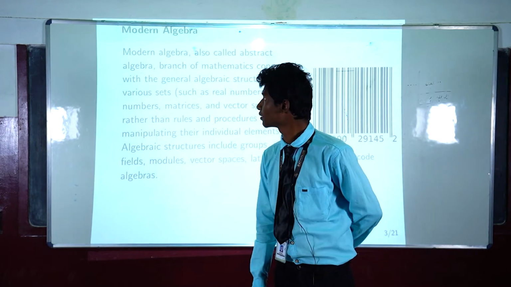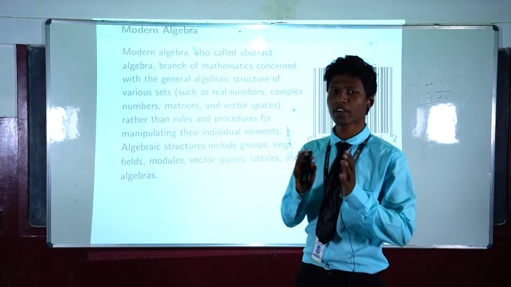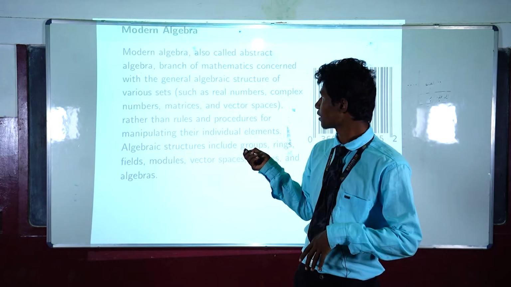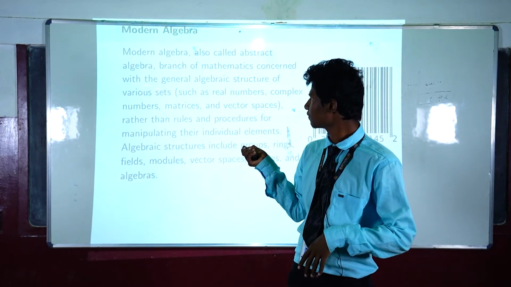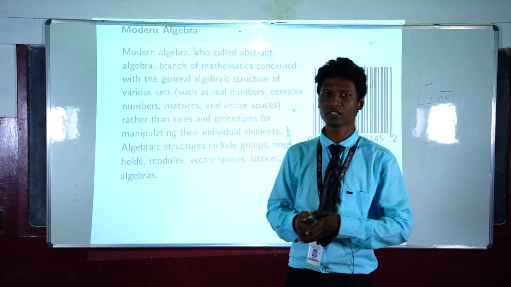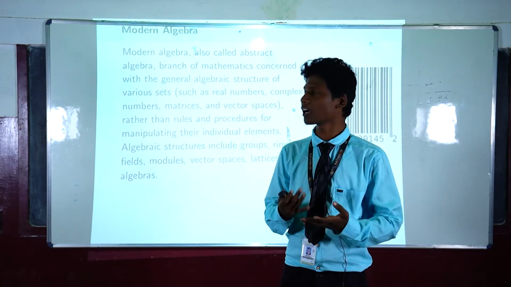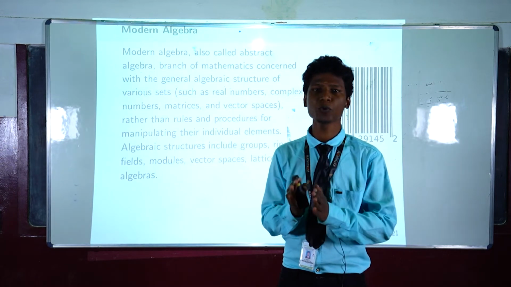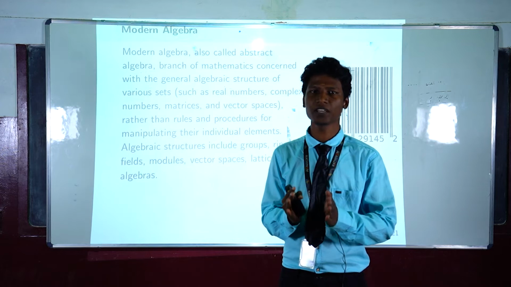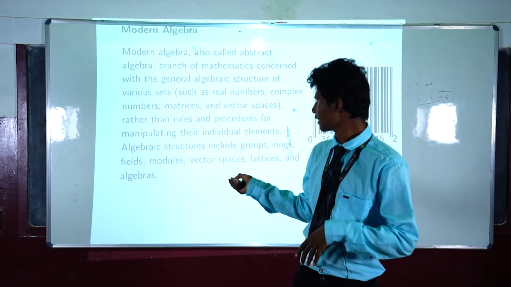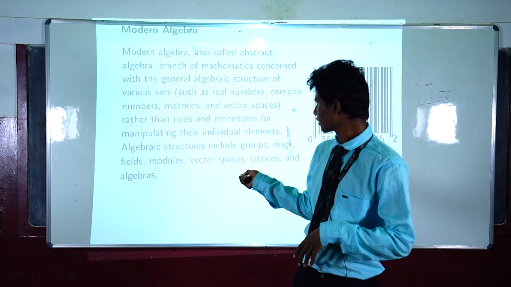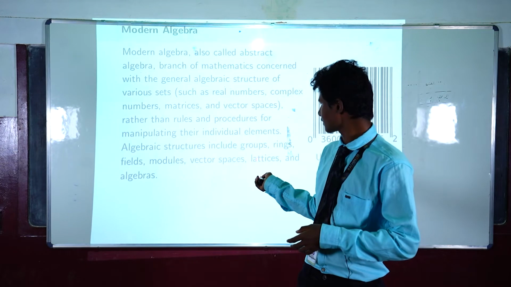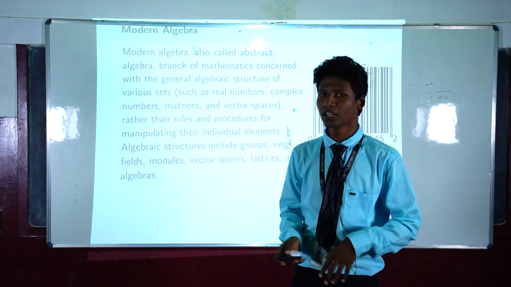Okay, now the first one. What is modern algebra? Modern algebra is also called abstract algebra. Abstract algebra is a branch of mathematics concerned with the general algebraic structure of various sets. What are the various sets? Like real numbers, complex numbers, matrices and vector spaces. It is a pure mathematics paper, where we are going to use algebraic structures including groups, rings and fields, modules, vector spaces, lattices and algebras. Okay, let me go to the next slide.